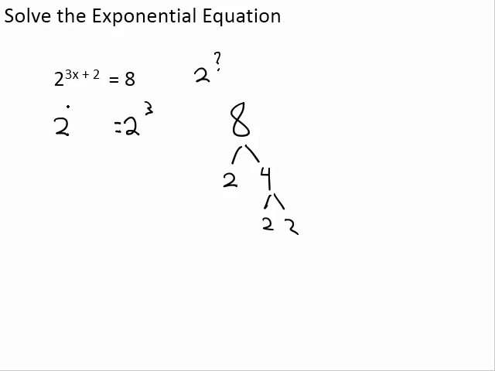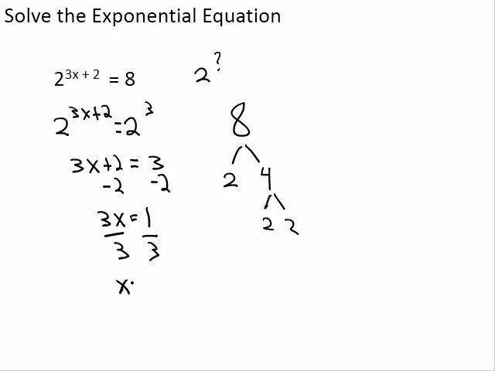So we have 2 to the 3x plus 2 is equal to 2 to the third. Since our bases are the same, that means our exponents must also be the same. So 3x plus 2 must be equal to 3. We can subtract 2 from both sides, giving us 3x is equal to 3 minus 2, which is 1, and then divide both sides by 3, giving us x is equal to 1/3.